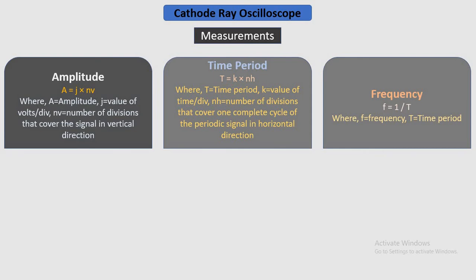And the next measurement which can be taken with the help of the CRO is the frequency measurement. The frequency f of a periodic signal is the reciprocal of the time period T, and mathematically that can be expressed as f is equal to 1 upon T. So we can find out the frequency f of a periodic signal by following two steps. First, find the time period of the periodic signal, and second, take the reciprocal of the time period obtained in the first step.